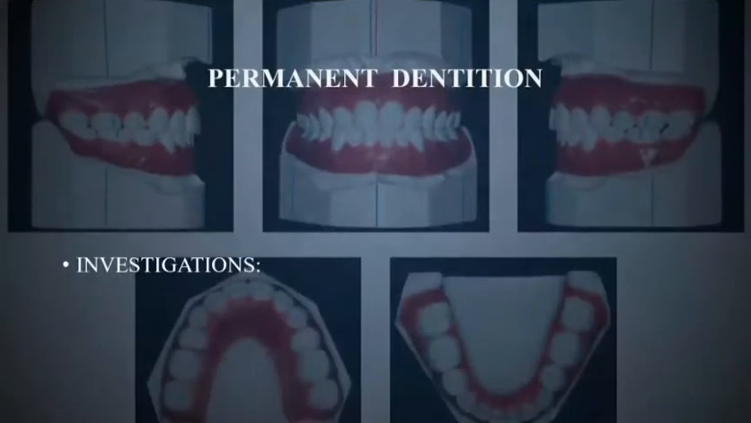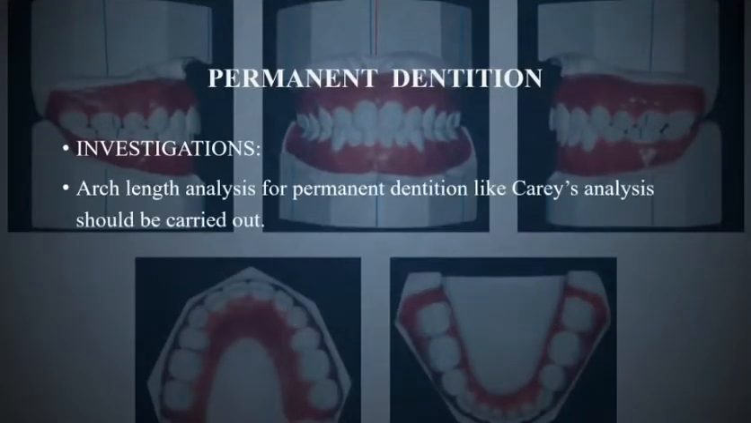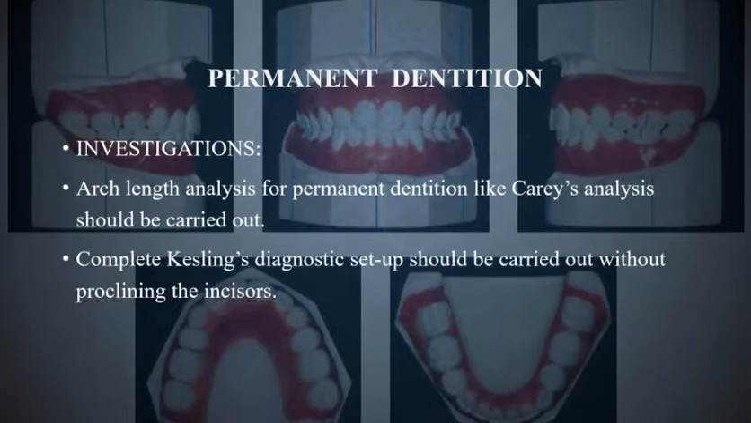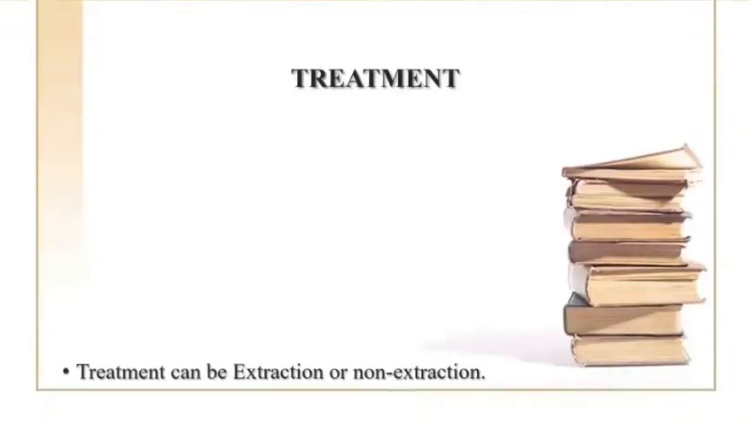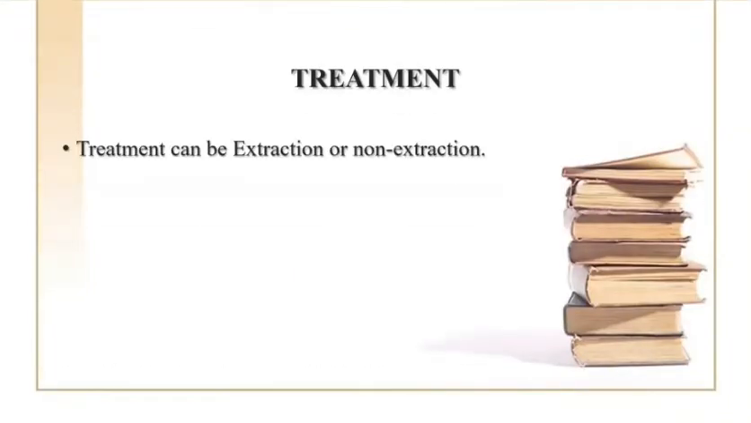Coming to the permanent dentition, you have to undergo investigations. Arch length analysis and caries analysis should be carried out for permanent dentition. Complete Kesling diagnostic setup should be carried out without proclination of the incisors. Coming to the treatment, it can be done by extraction or non-extraction modality.